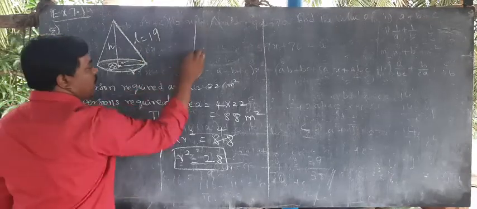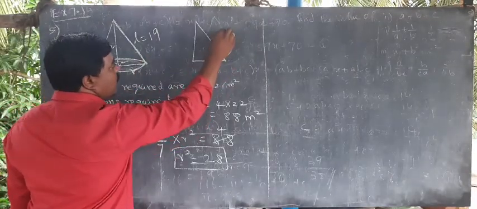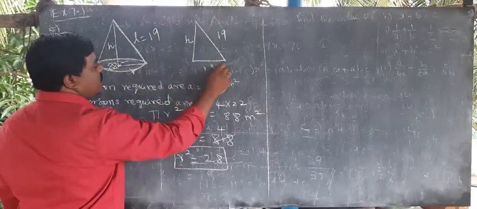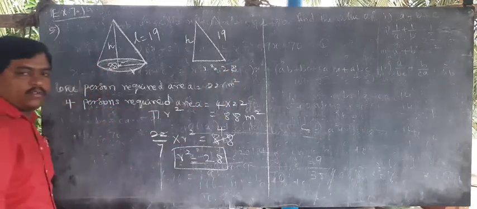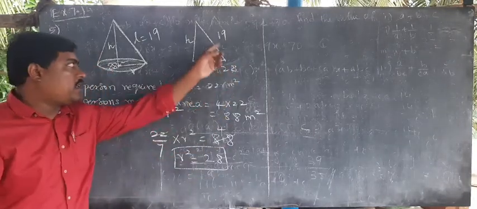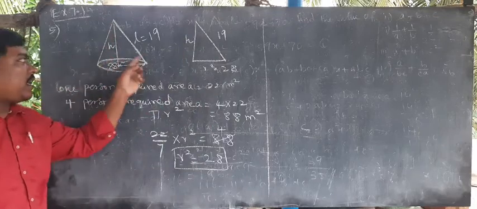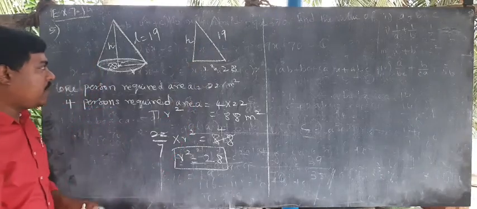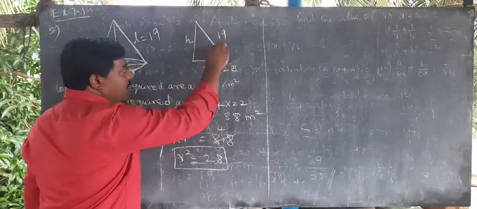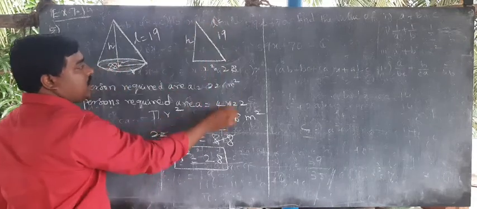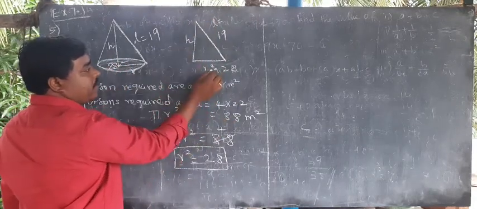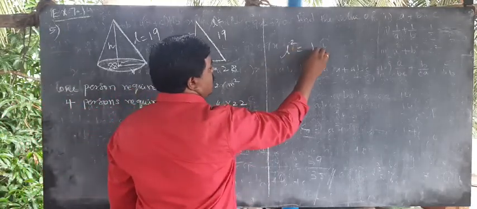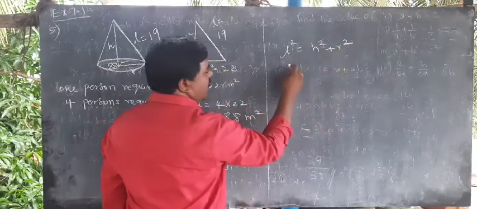So see here, this is L = 19, H we need to find, R square is 28, right? So by applying the Pythagoras theorem, because this is a right angle triangle shape. Pythagoras theorem: the longest side, that is L, L square equals H square plus R square.